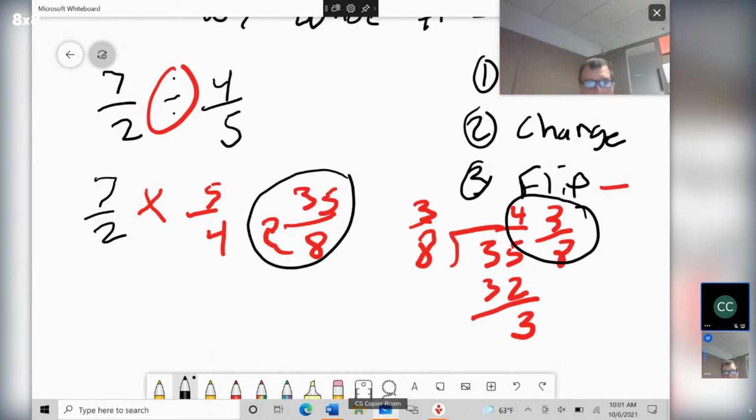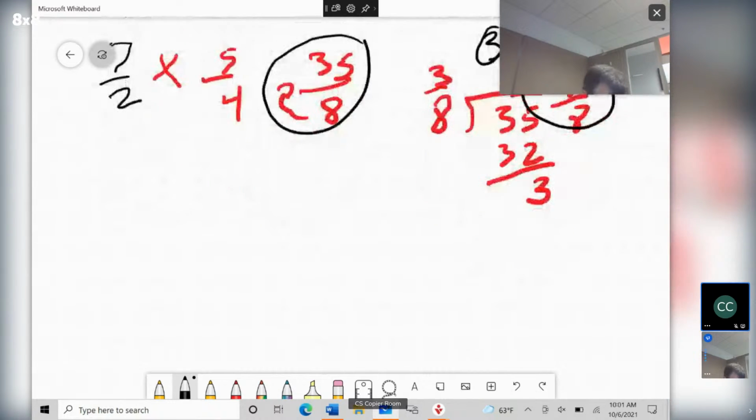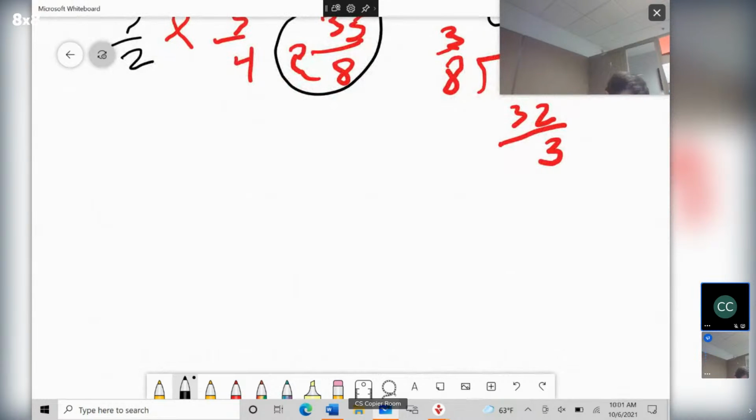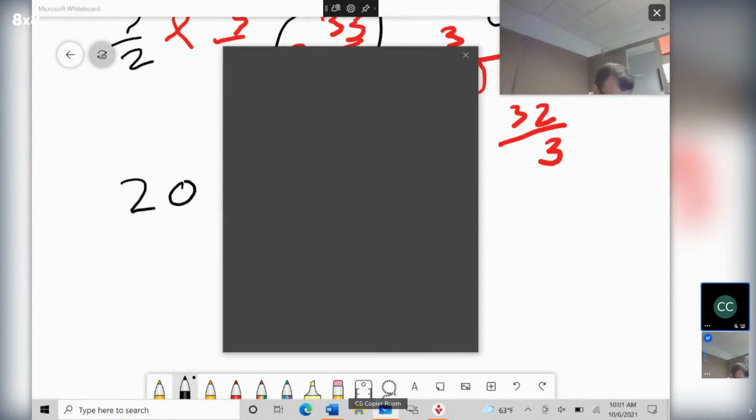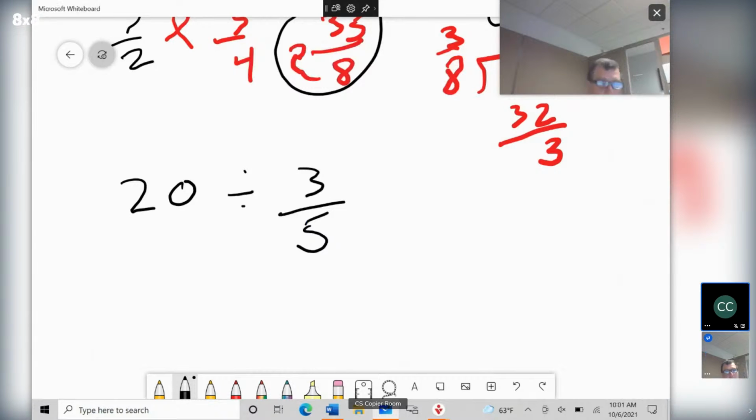Okay. What I want to look at now is sometimes you'll get a problem like this, and we'll have 20 divided by 3/5. And you might be like, well, that's not really a fraction. And you're right, it's not, but we can make a whole number a fraction real easy. All we have to do is put it over 1. So any whole number over 1 is going to equal itself. So even 3 over 1, 2 over 1, 4 over 1, those all equal. 4 over 1 equals 4, 2 over 1 equals 2, and 3 over 1 equals 3.